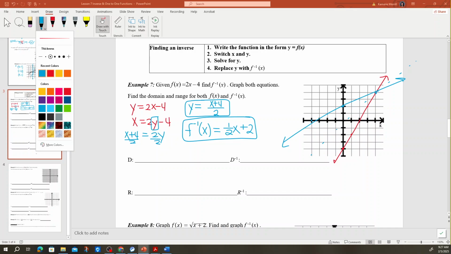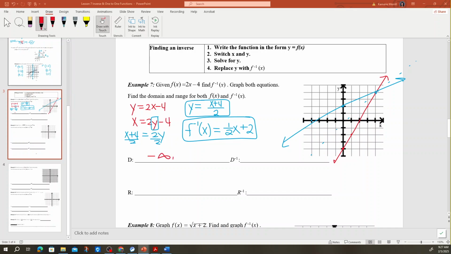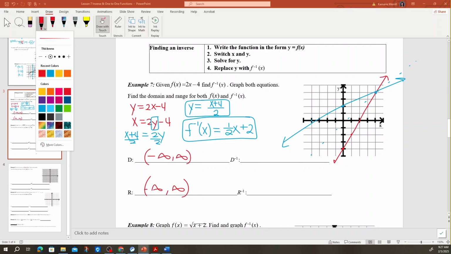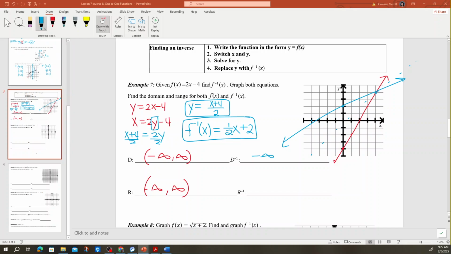Let's go ahead and do f's domain. Linear functions' domain are always what? All reals, and their range is also all reals. Sorry, we switched the domain and range spots on this one. So the function is all reals, and its inverse was also all reals. So this is not a great example.